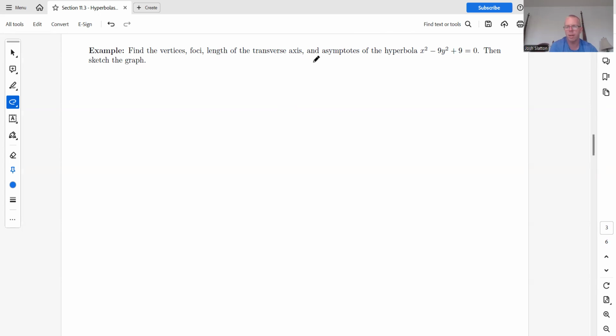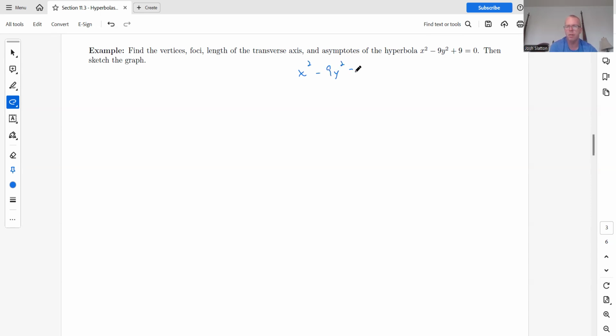So this one is not in our standard form. We always want to set these up as equal to 1 and have the x squared and the y squared on the same side. And just to recap a little bit, we can tell this is a hyperbola because we have the x squared and the y squared, and there's a different sign between them. So let's get this in more of a standard form.